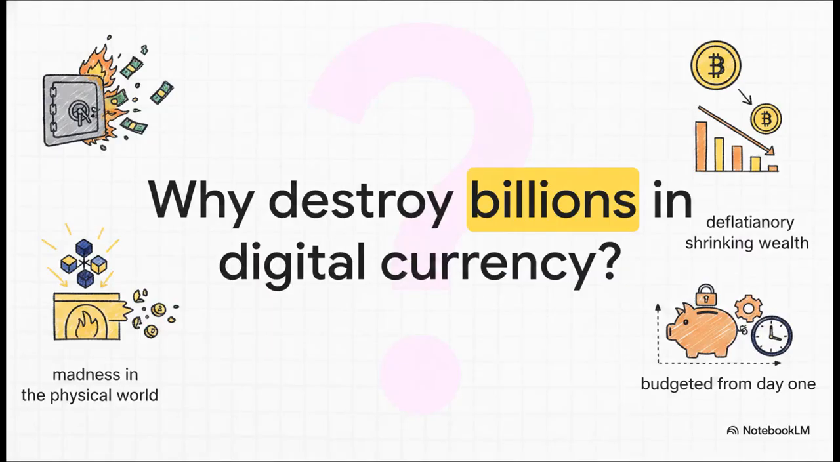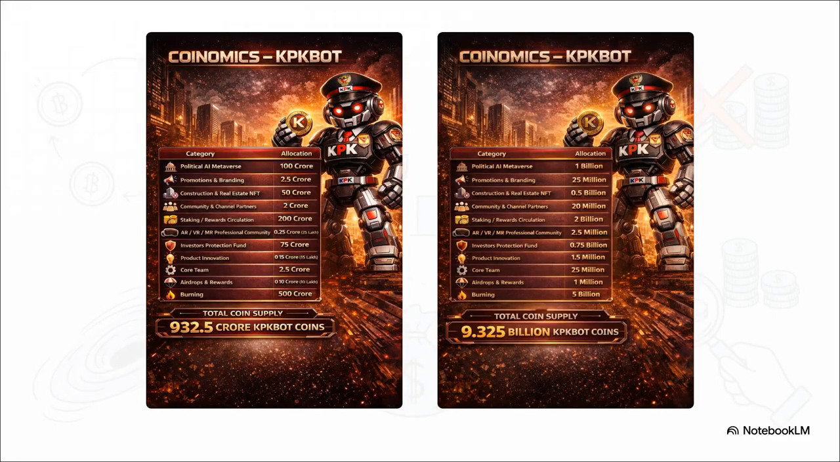Okay, I want to hook you right away with a question that kind of defies logic. Why on earth would anyone deliberately destroy billions in digital currency? I mean, think about it. In traditional finance, central banks are literally constantly printing more money, right? So taking a massive vault of digital wealth and effectively setting it on fire, it sounds like absolute madness. But in the Web3 economy, this is actually a highly calculated strategic move. To figure out why an ecosystem would intentionally shrink its own wealth, we really need to look at how a digital token budgets its supply right from day one. Okay, let's dive into this.